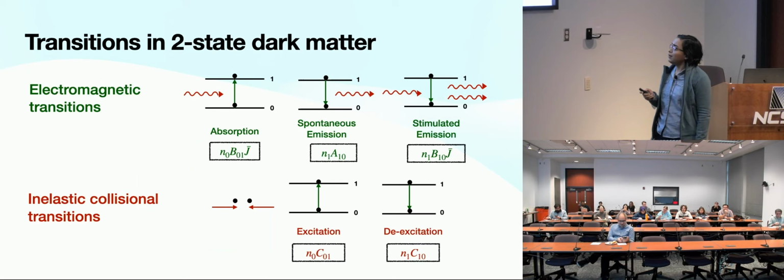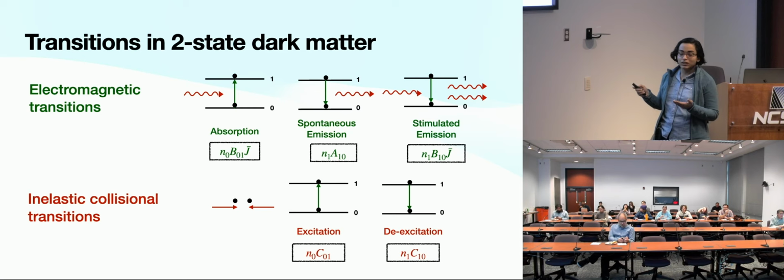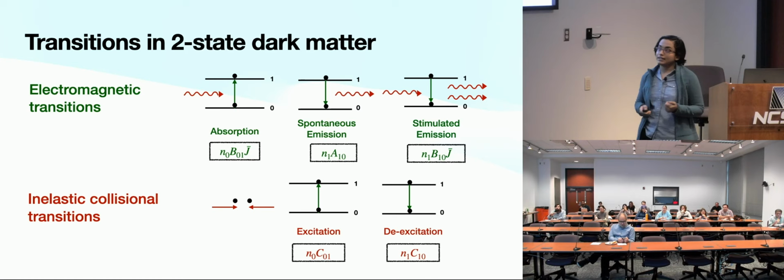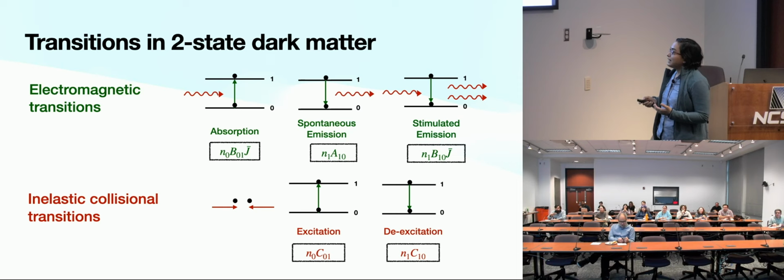So now we have a two-state dark matter, and the interactions that can change the population of dark matter particles in the two states could be of two kinds. Because we are looking for signatures using photons, one of them is electromagnetic transitions. Dark matter can absorb light and go to the excited state, or it could emit light and go to the ground state. These rates we can express using atomic physics, in terms of Einstein coefficients, B's and A's. The other interaction is that dark matter can collide inelastically. Two dark matter particles collide, and that can also cause dark matter to go to the excited state or de-excite.